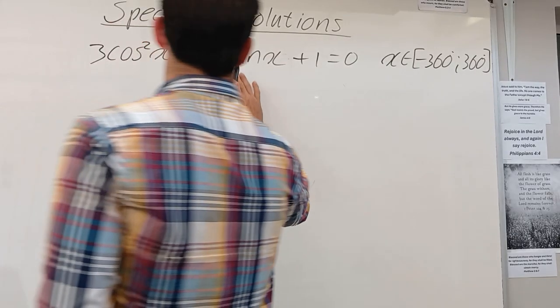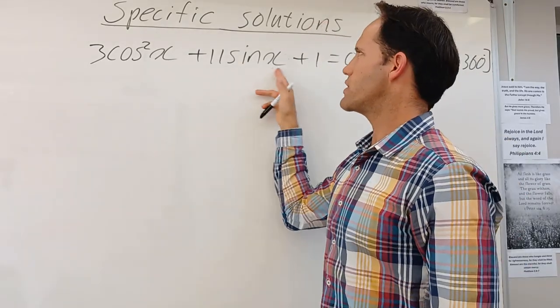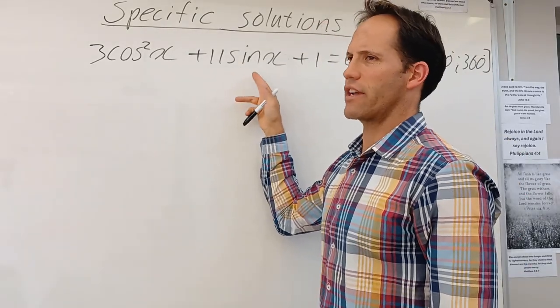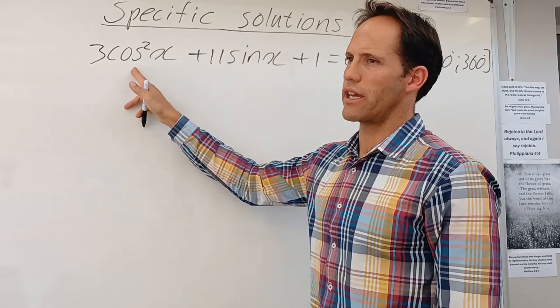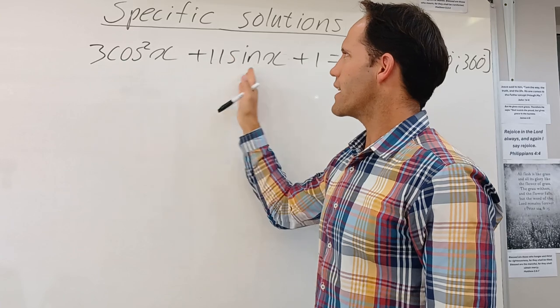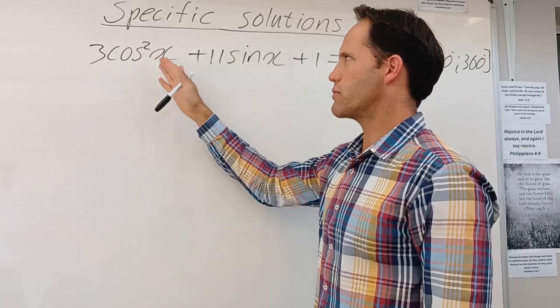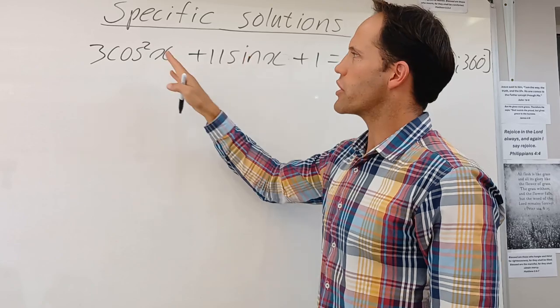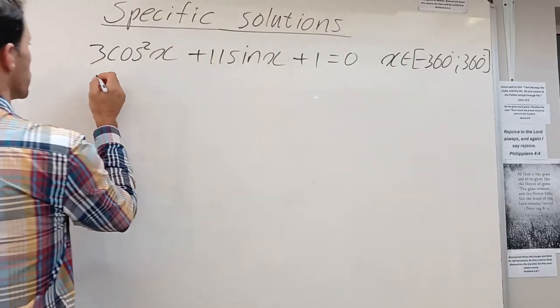Because this is sine x, remember what we said the other day: sine x can't be changed. You can't make a sine x a cos x. You can't change sine x, but you can change a cos square x. So we can't have a sine x and a cos square, or a sine and a cos. We need to have one of the two. So we're going to change the cos square to 1 minus sine square. So that's how you start.